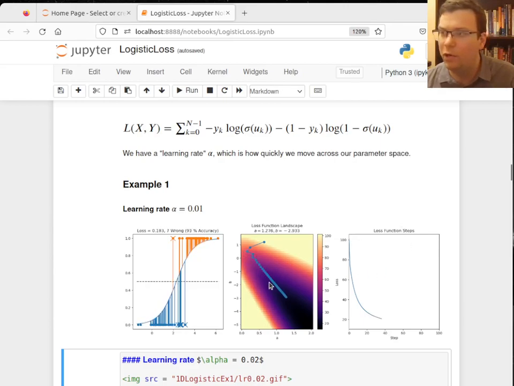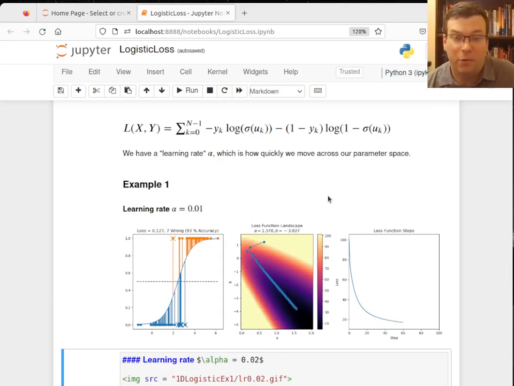And so if you keep walking with a step that's proportional to the magnitude of the derivative, then with this logistic loss function for a logistic perceptron, you will eventually converge to a global minimum. You will converge to the best parameter choices that you possibly can.